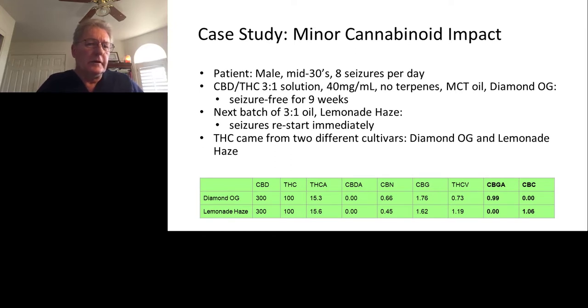So the dispensary staff member that helped this patient was also aware that they changed the cultivar from a Diamond OG to a Lemon Haze in that particular product. He went back, made more of the Diamond OG extract, and again, the patient regained seizure control. And if you look at the phytocannabinoids that we are looking at, which may or may not have a causal effect, CBGA and CBC were really the only significant difference between those.